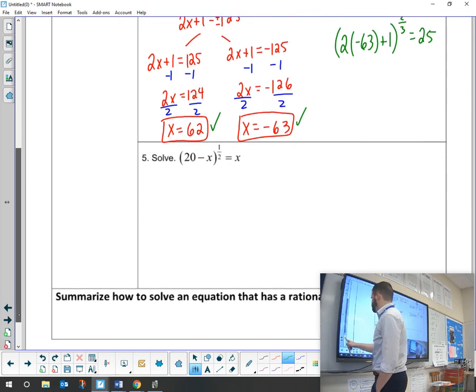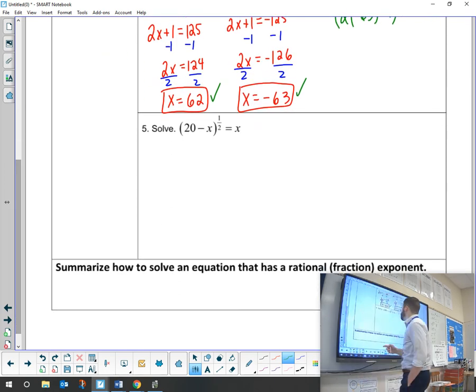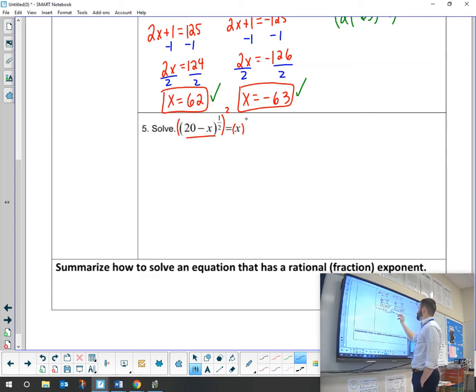All right, our last problem here, number 5. We got 20 minus x to the 1/2. We're going to start off by raising both sides to the opposite because we already have this solved for. So we're going to raise both sides to the reciprocal. So we're going to raise both sides to the power of 2. So we're then going to get this cancels, and we're just going to have 20 minus x equals x squared. So this creates a quadratic.